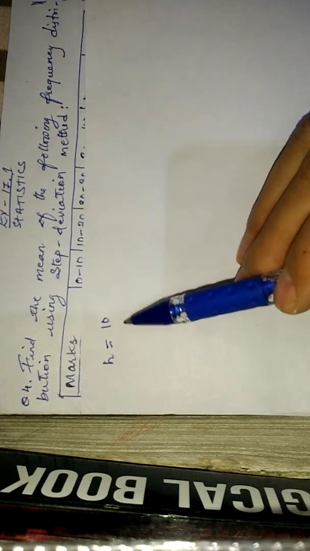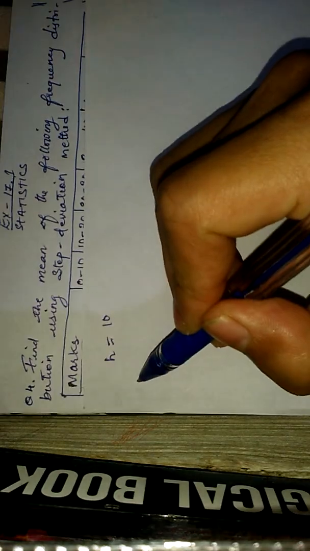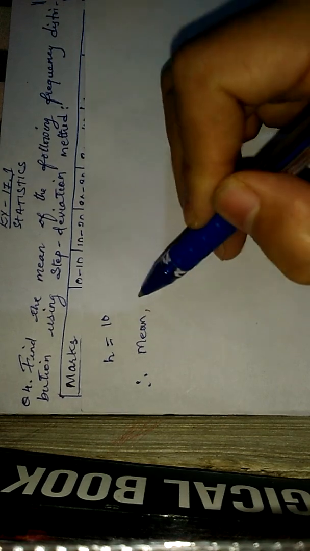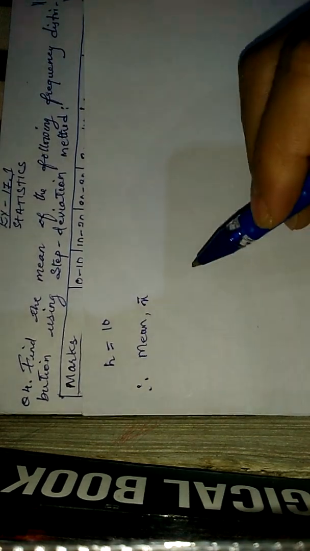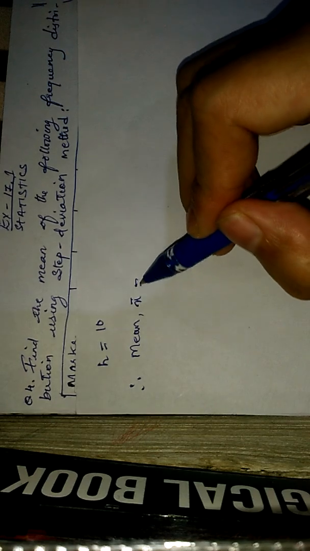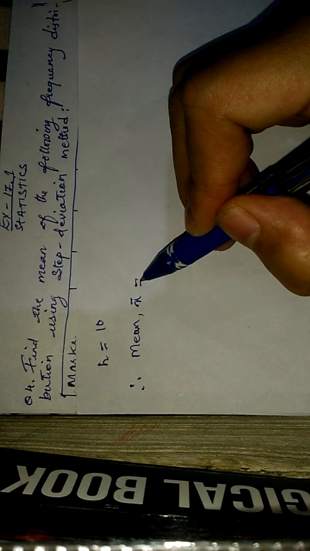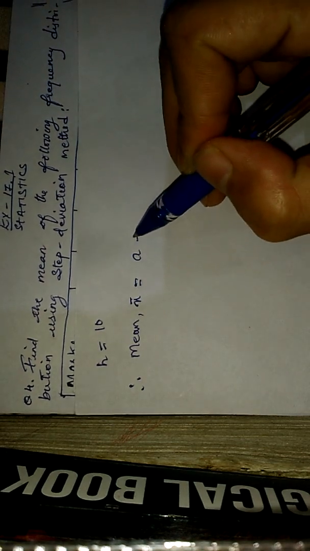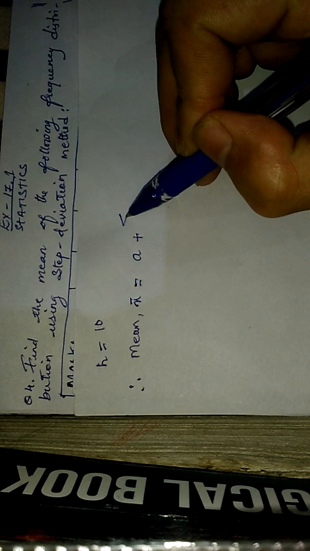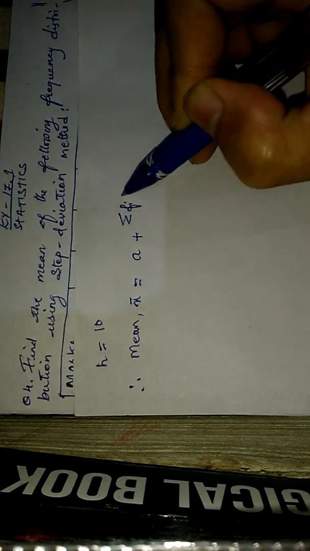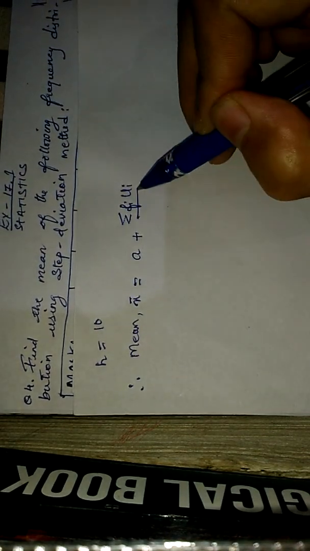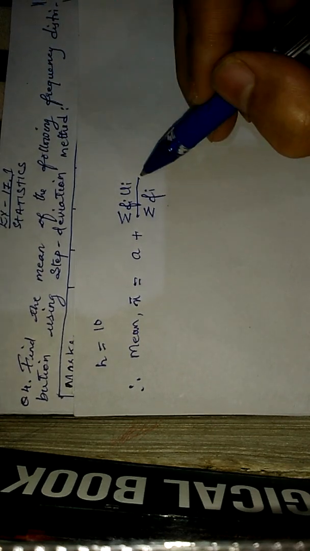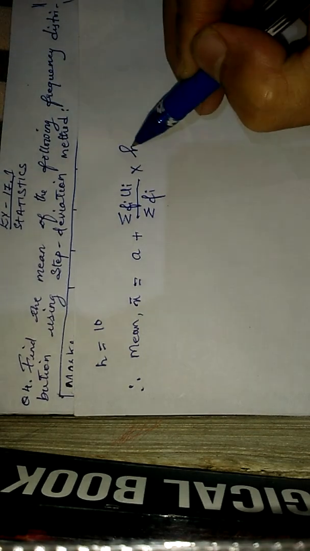Therefore the mean, x bar, is given by, remember this is the step deviation method. Its formula is a plus summation of product of frequency and Ui divided by summation of frequency, into the width of the class, or length of the class.